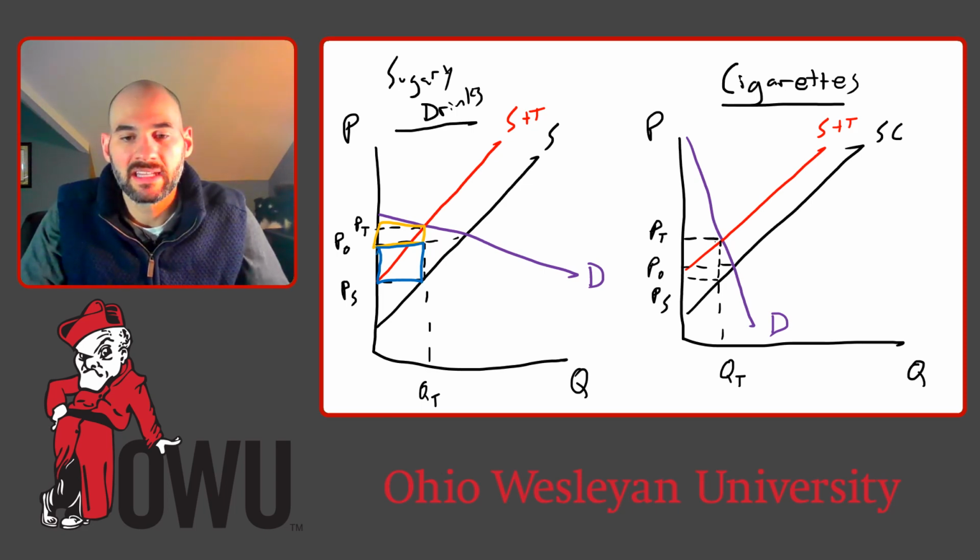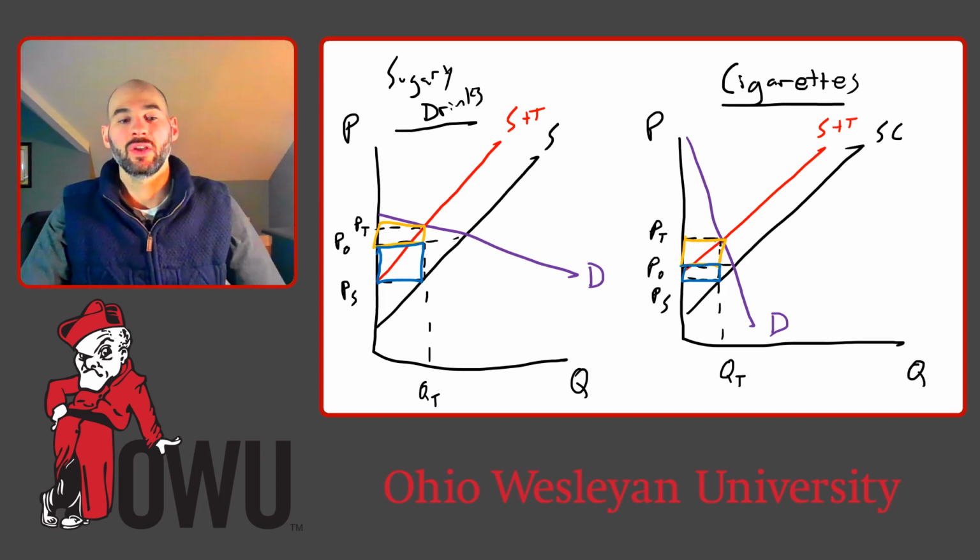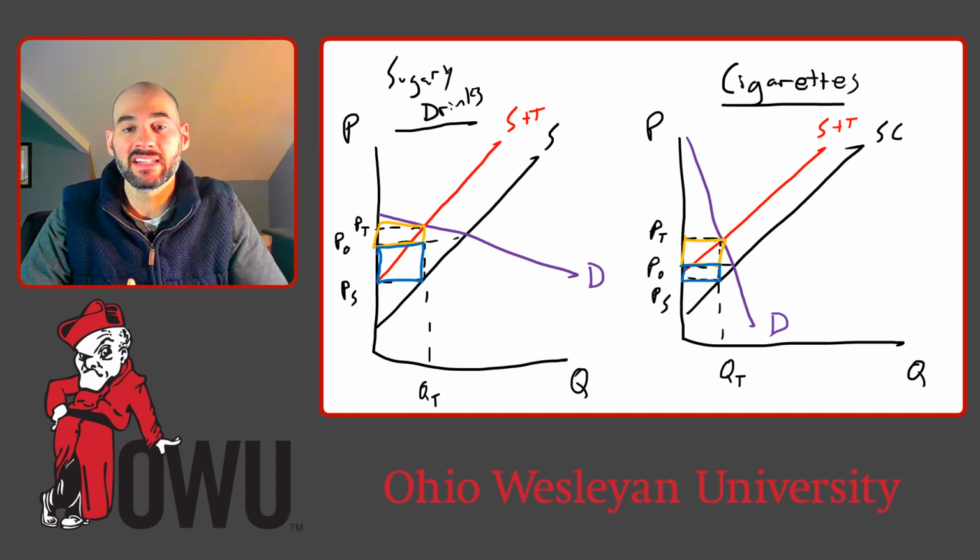Now, when the demand curve is steeper, the share of the tax that's paid for by the consumers is going to be larger, and the share of the tax that's paid for by the producers is going to be smaller. And so really, who pays for the tax in reality isn't determined by who the government collects the tax from. It's going to be determined by the relative steepness of their curves.